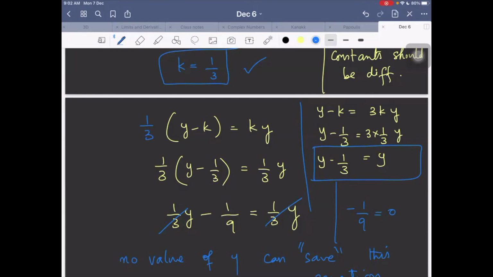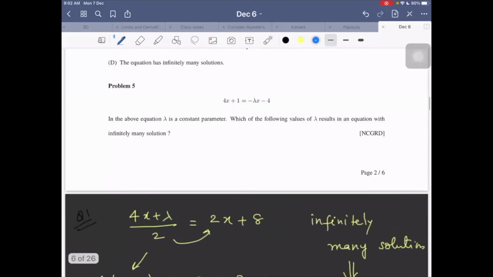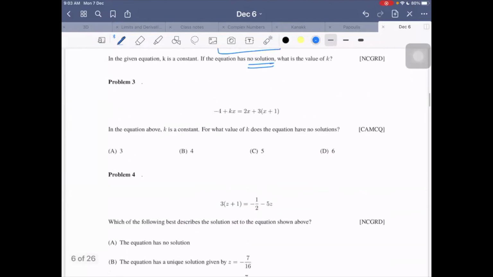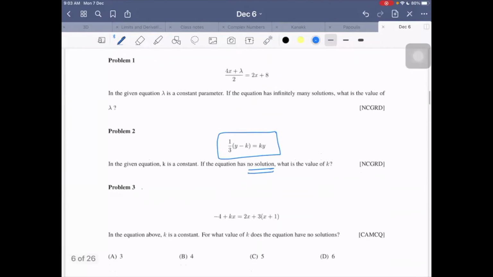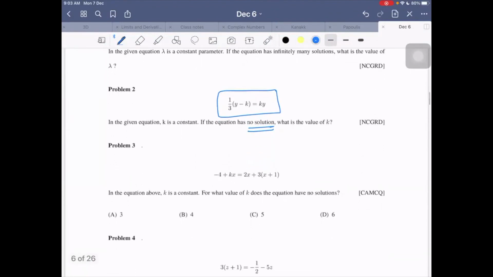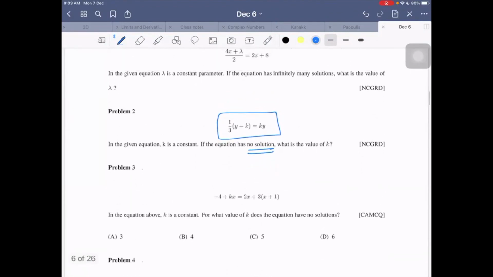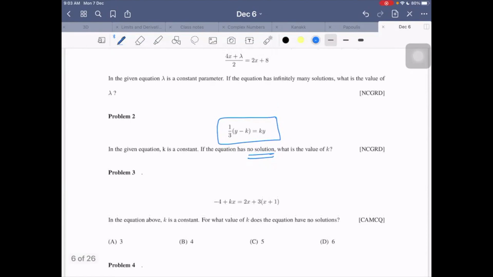Okay, we have more to solve in this paper. I request you to have one more try at the paper, one more look at the sheet, because I think you have a better idea now.